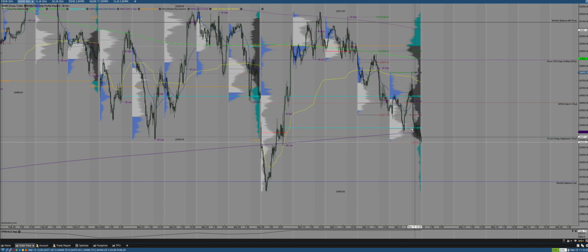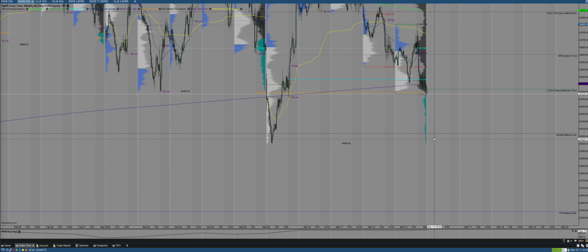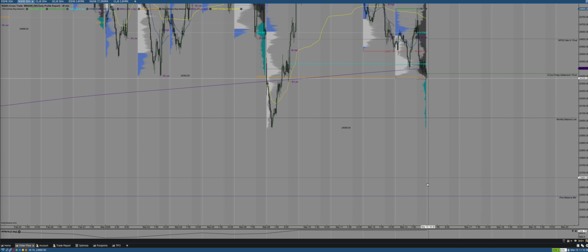We also have the 200-day simple moving average right here. If we're below this, then it's going to be a sell from me, looking for the bottom of last week's distribution to get tested. And I'm open to looking for a long trade down into this area again at 24,050s. If we're below this, I've got nothing until 23,500s basically.